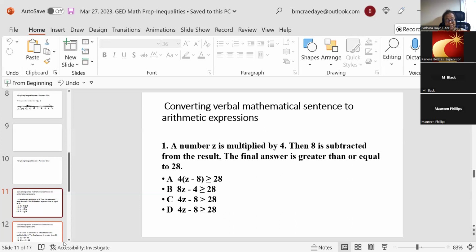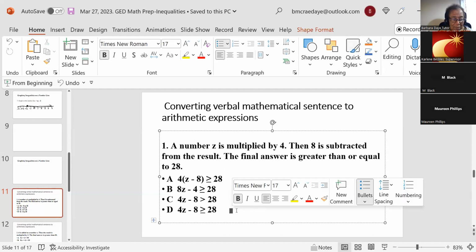No. A says, no, no. Oh, you said it's subtract. Oh, the answer got to be, let's see, 42, if the final answer is greater than or equal to. So it got to be D. That's right, it's D. Because a number Z is multiplied by 4, here we are, and then 8 is subtracted from that result. And greater than or equal is that symbol. So that's your answer, because 4 times 8 is 32. Take away that, you get 28.